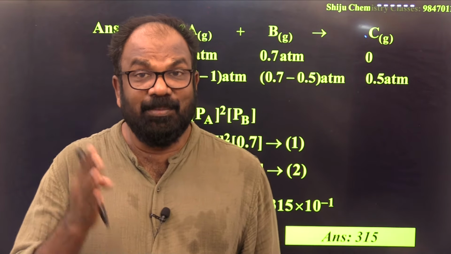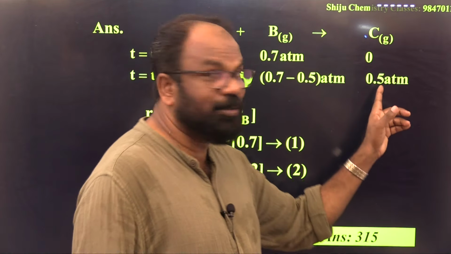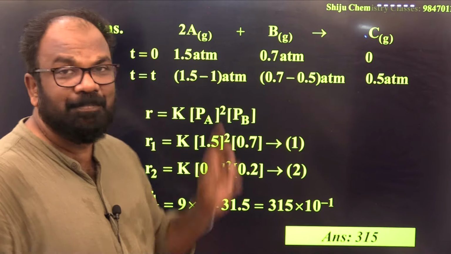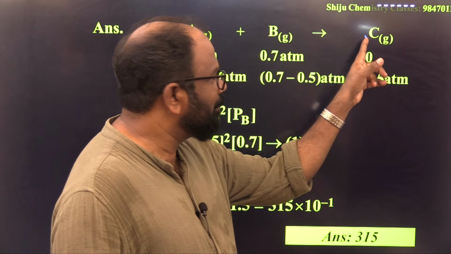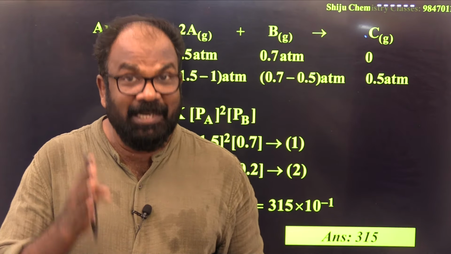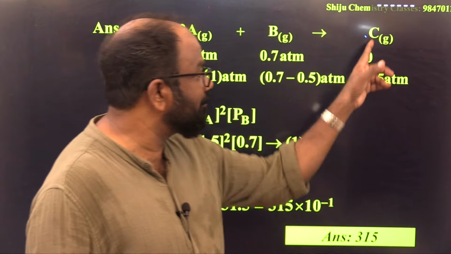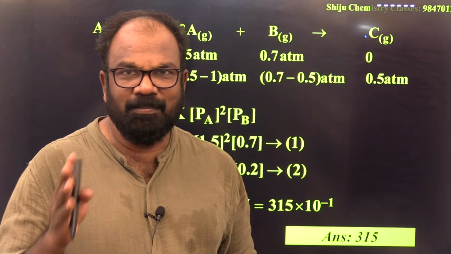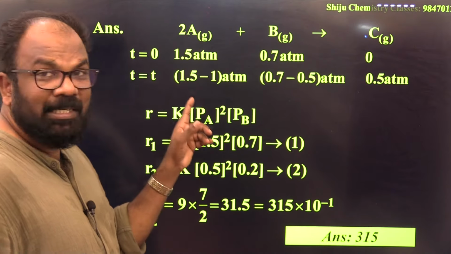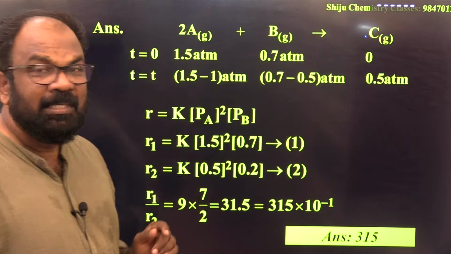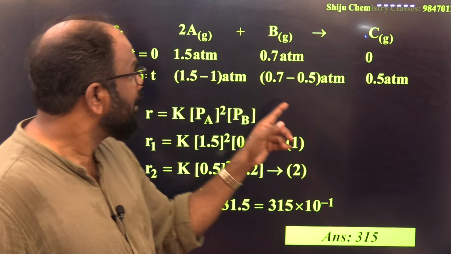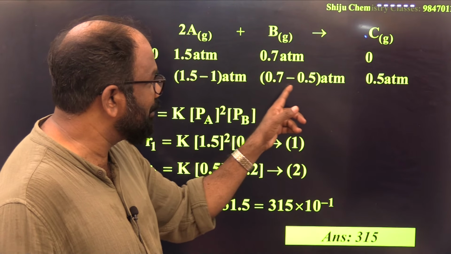After a time t, it is given that the pressure of C becomes 0.5 atmosphere. That means 0.5 mole of C is formed from the reactants A and B. According to the equation, 1 mole of C will be formed from 2 moles of A and 1 mole of B. Therefore, the number of moles of A reacted will be equal to 2 into number of moles of C formed, that is 0.5 into 2, equal to 1 mole. Therefore, number of moles of A remaining is equal to 1.5 minus 1. Here the number of moles of B reacted will be equal to the number of moles of C formed, that is 0.5. So number of moles of B remaining is equal to 0.7 minus 0.5.